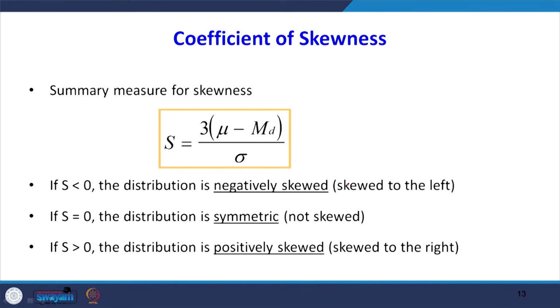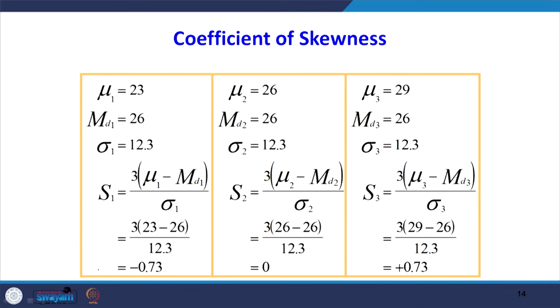How to find the coefficient of skewness? The summary measure of skewness can be measured as S equal to 3 into (mu minus median) divided by sigma. If S is negative, it is negatively skewed. If S equal to 0, it is symmetric. If S is greater than 0, the distribution is positively skewed. Okay, we will see an example.